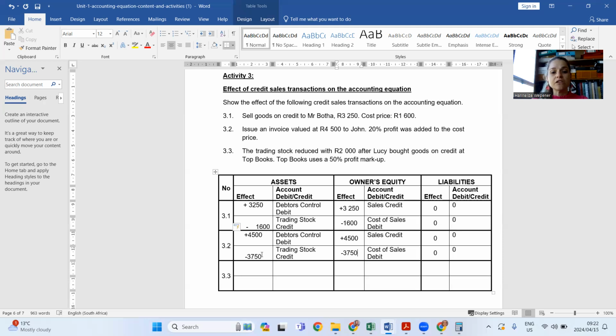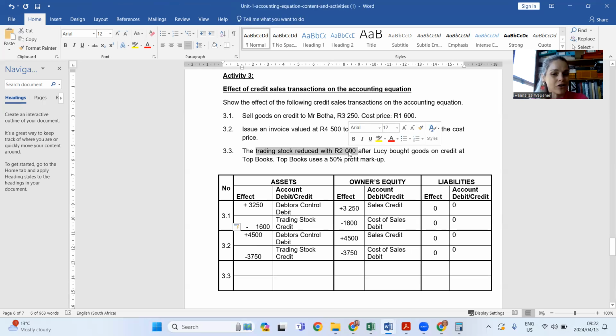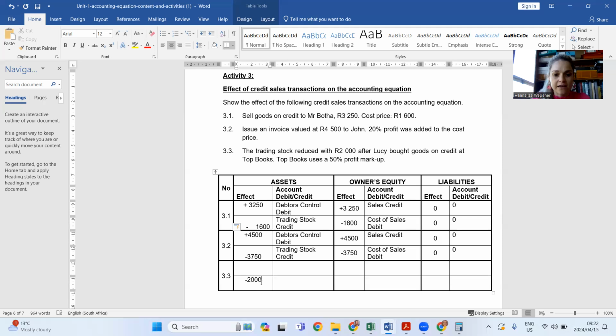The last one, the trading stock reduced with 2,000 Rand after someone bought goods from you on credit. In other words, your cost price, the trading stock reduced. You no longer have that trading stock because it left your business when you sold the goods. Therefore, that is your cost price. So you have a minus 2,000 Rand for trading stock. Trading stock, credit. You don't have the stock because you sold the stock. Therefore, it is a cost of sales expense that increased with a debit.